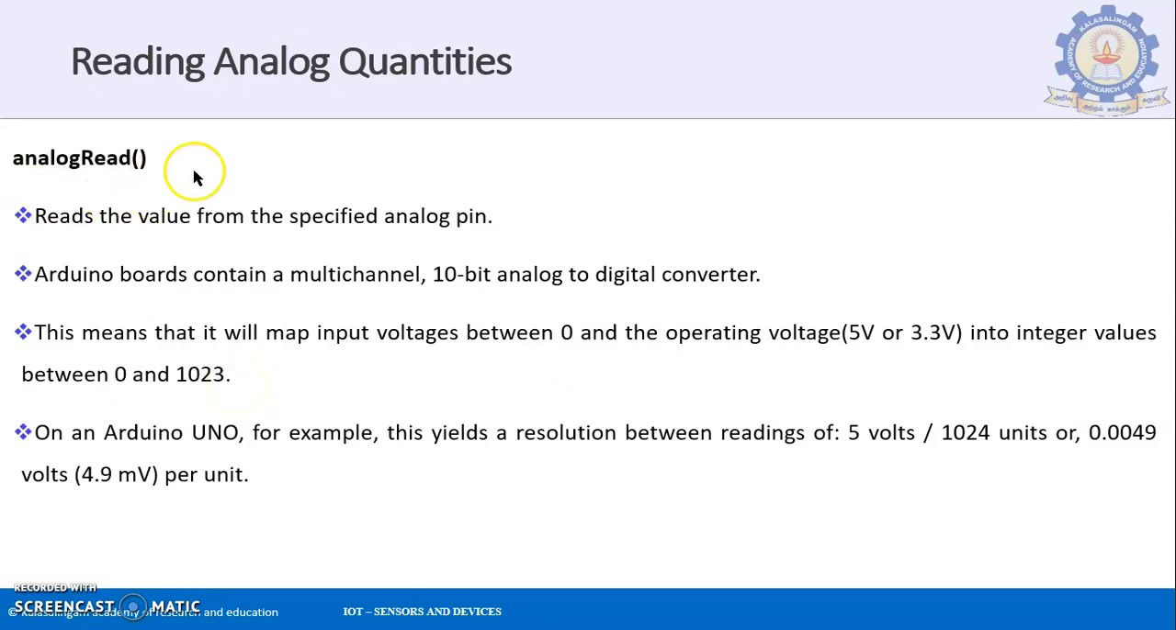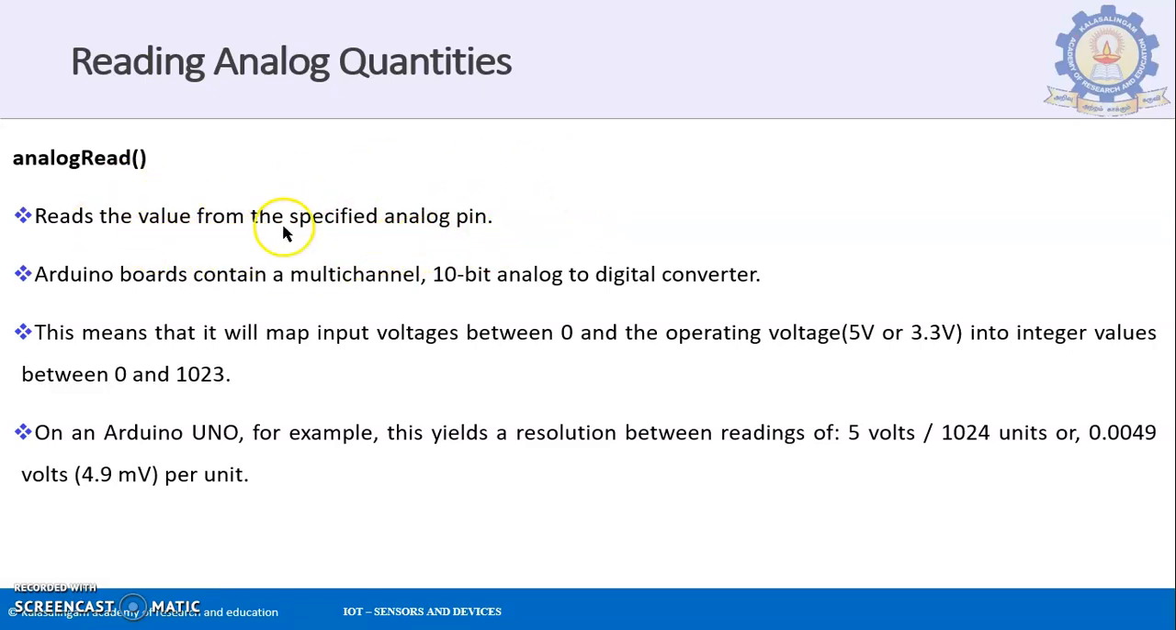And this is the syntax. This is the statement that is being used for reading an analog signal. You will not have an analog write. Please remember, your microcontroller can only read data from the outside world. It cannot write a value of an analog signal to the outside world. So you will only have an analog read here. This reads the value from the specified analog pin. That is what it is going to do.